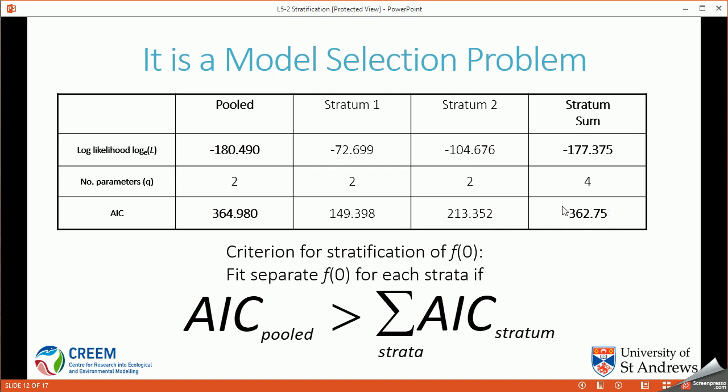And so our comparison then is between this single AIC here, which is the AIC associated with stratified estimation, both strata, against this number, which is the AIC from the pooled. And you can see that the stratified AIC is smaller by just over 2 than the pooled AIC. And so what that says is that by AIC we should prefer the stratified analysis, as in we should fit separate f0s for each stratum in this case. So that gives you a way of deciding whether to stratify f0 or not.